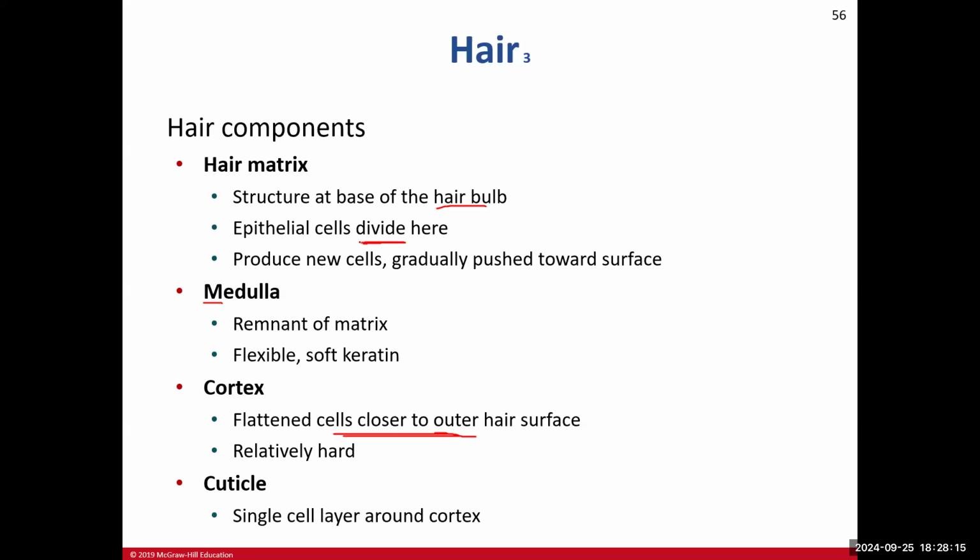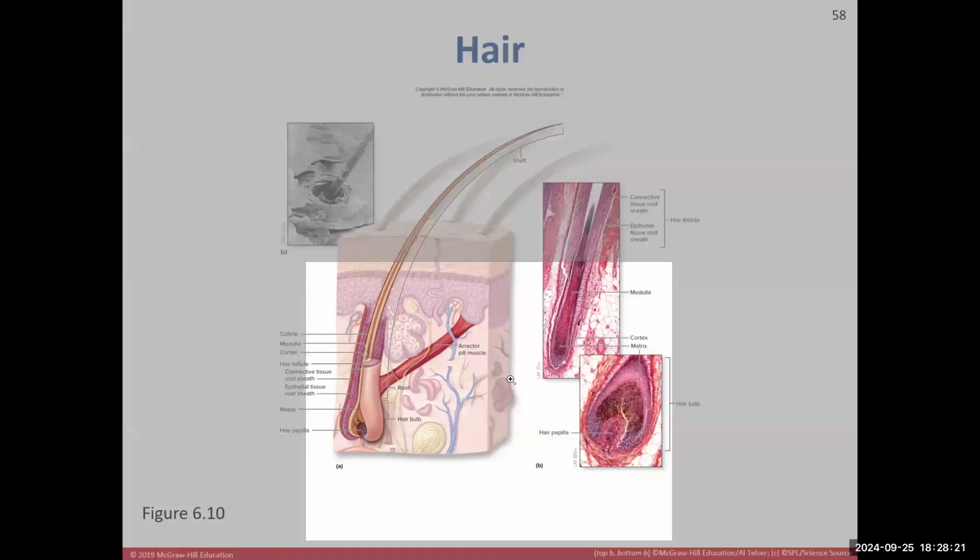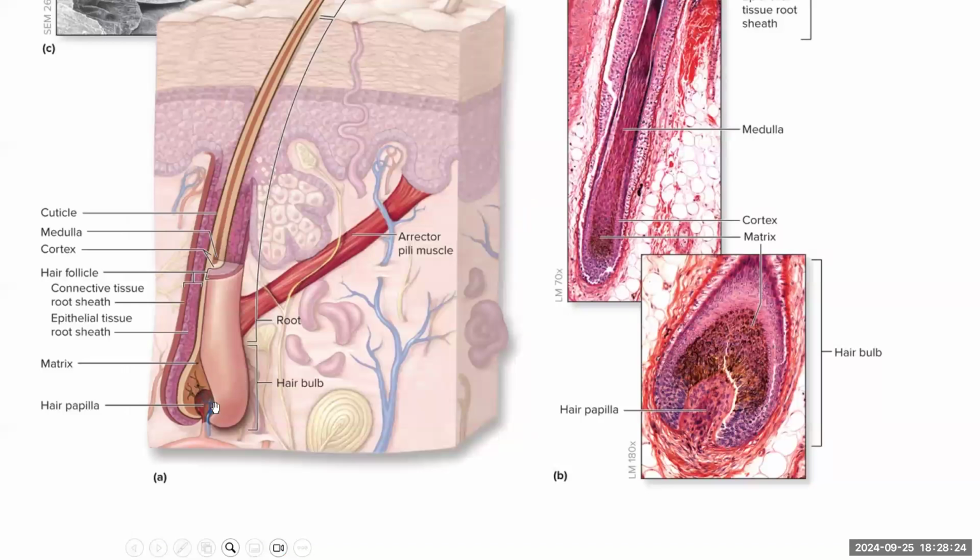In the matrix, I'll show you a picture. Here, way down, is the hair bulb. And then you have your hair papilla, which is where all the blood vessels come in. All of these cells here are in the hair matrix. You can see it a little bit better in our stained slide here. These are all blood vessels coming in and leaving, and here is the matrix. You can see it over here also. All of these cells in this region are rapidly dividing, and the older cells are getting pushed upwards.